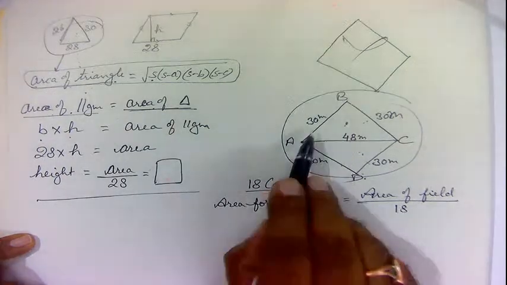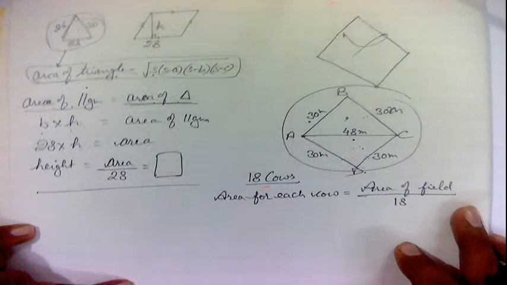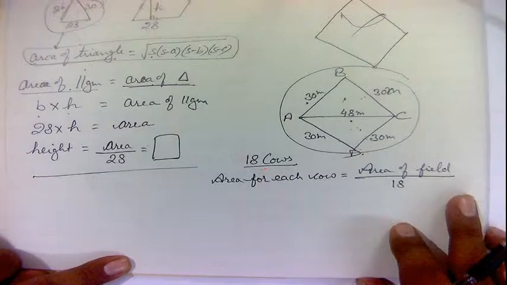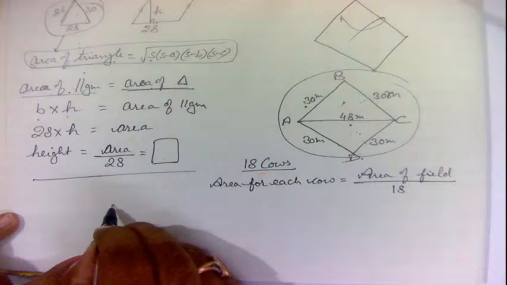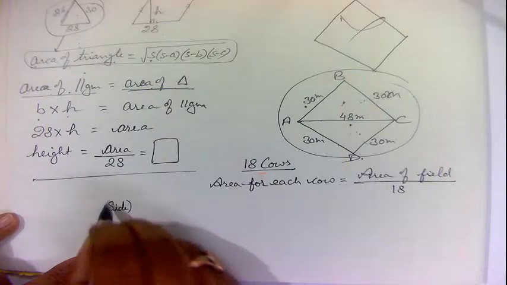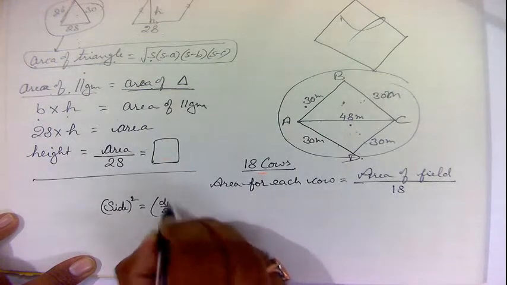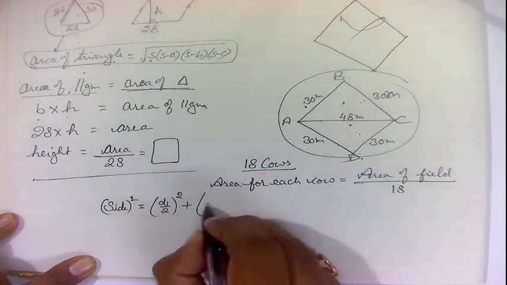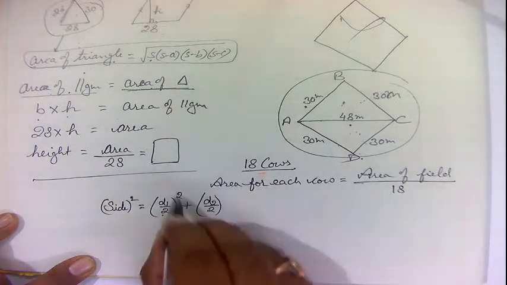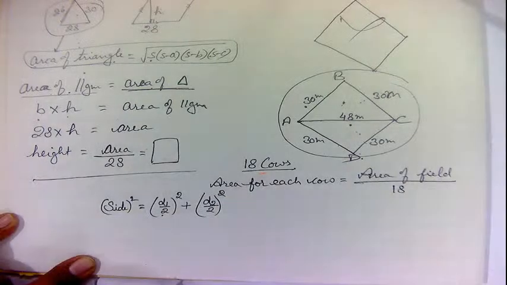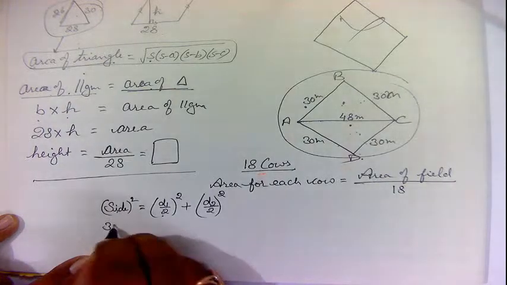Secondly, you are given the side, you are given one diagonal. What you can do is, you can also find the second diagonal. There is one relation between the sides and the diagonals. That is, the square of the side equals the square of half the first diagonal plus the square of half the second diagonal. So the side is given to you as 30.